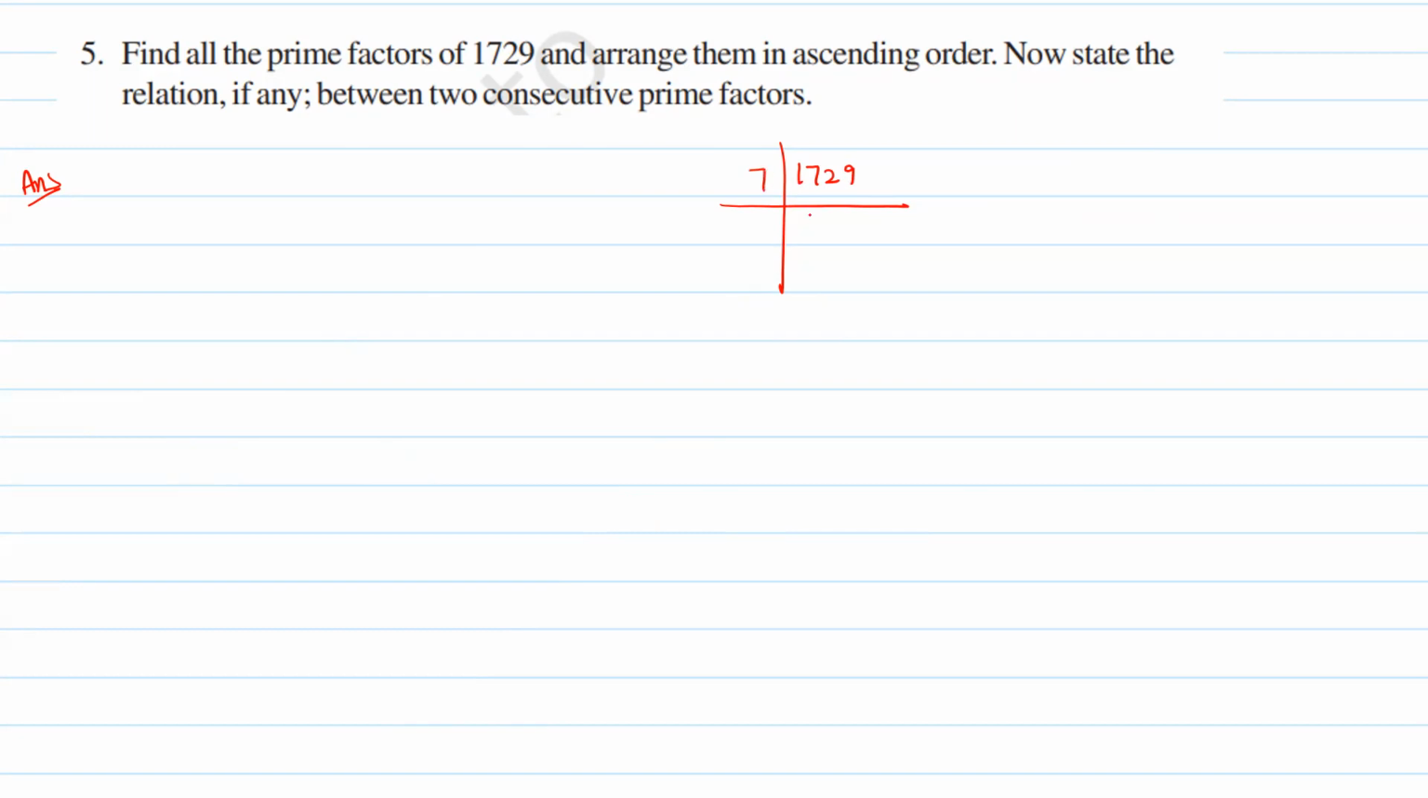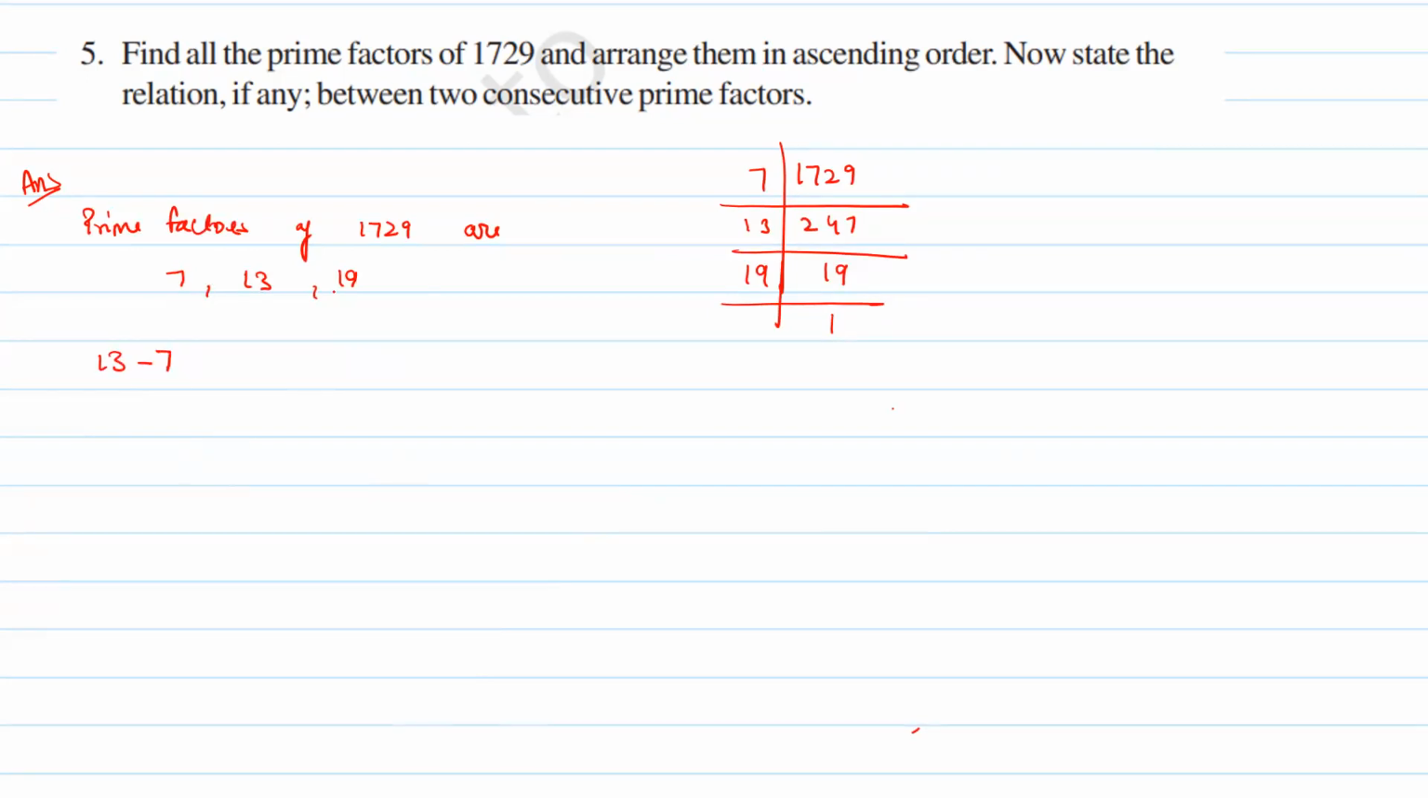7 first, so it will be 247. Then by 13, which is 19, and then by 19, which is 1. So the prime factors of 1729 are 7, 13, and 19. Okay. And you have to arrange them in ascending order.